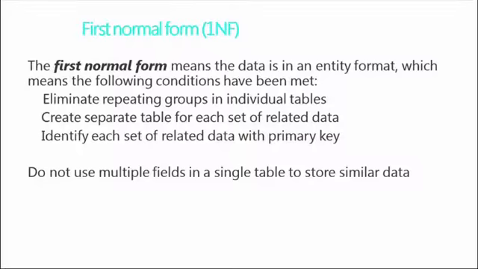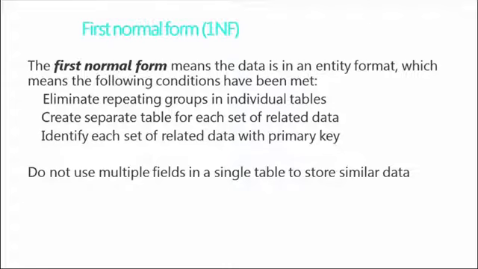Exactly. All right, so first normal form. How do we work with our content? The first normal form means the data is in an entity format, which means all of these conditions have been met. We've eliminated any repeating groups. And by the way, we have an example of this. It looks good in print and text, but what does this mean? Well, we're going to demonstrate this for you.